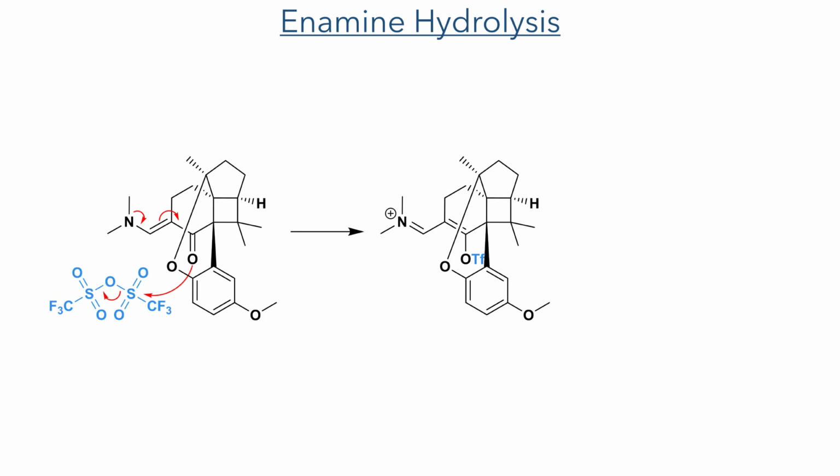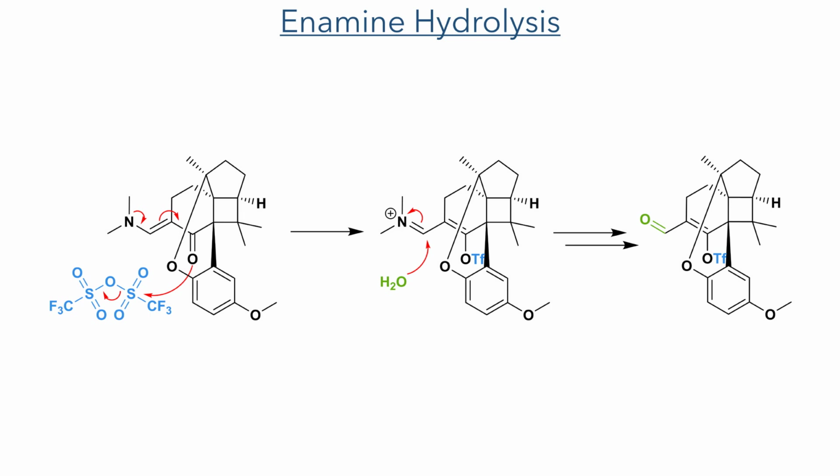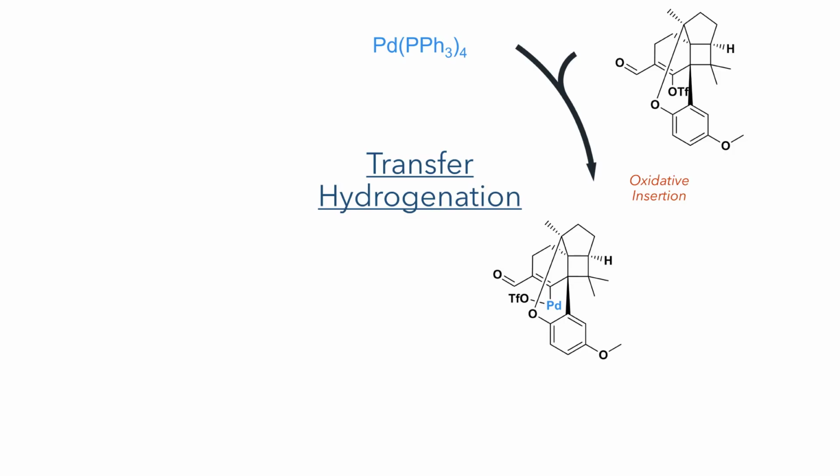This compound is then reacted with triflic anhydride. This activates the carbonyl oxygen, and the positive charge is stabilized by conjugation with the enamine. The resulting iminium species is then hydrolyzed with water, producing the alpha-beta unsaturated aldehyde, together with the beta triflate. This triflate could then be reduced using transfer hydrogenation.